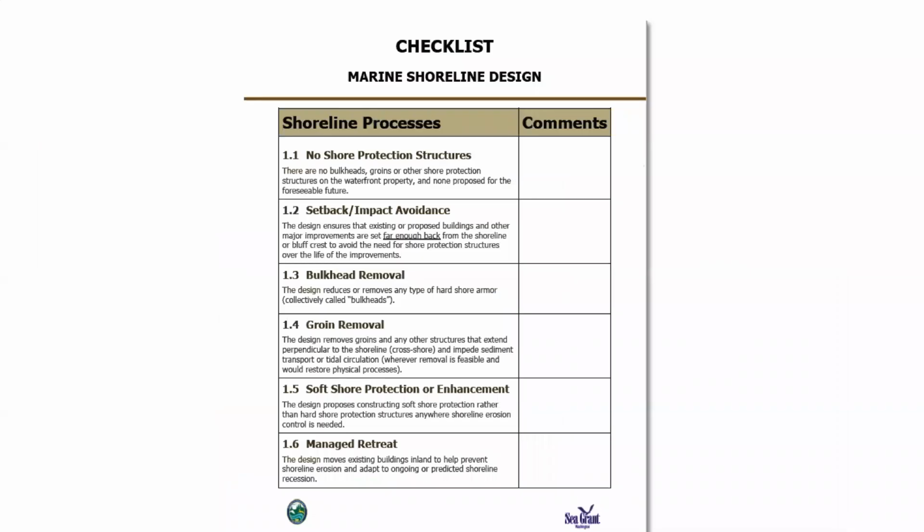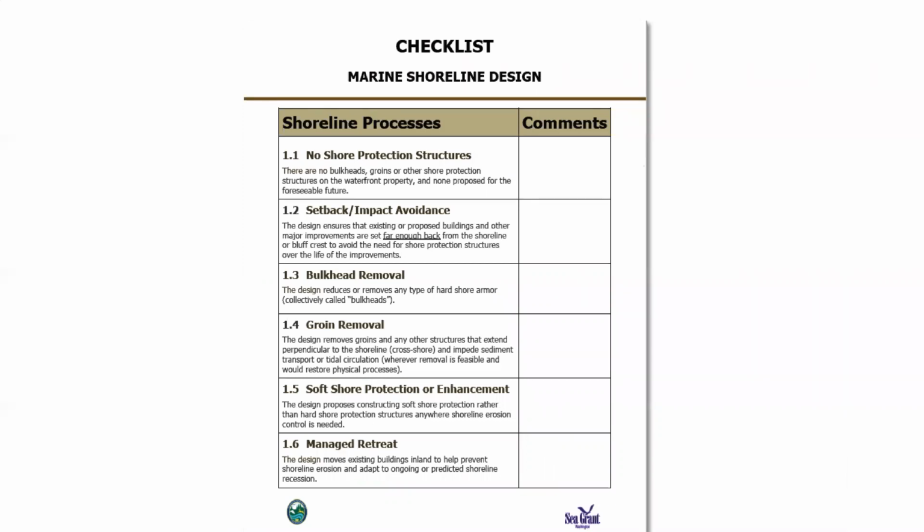So we'll start with looking at all the different issues. The four topics that we're going to address are habitat and shoreline processes, water quality, and community use, shared access, shared activities. So we'll start with looking at those issues related to shore processes.